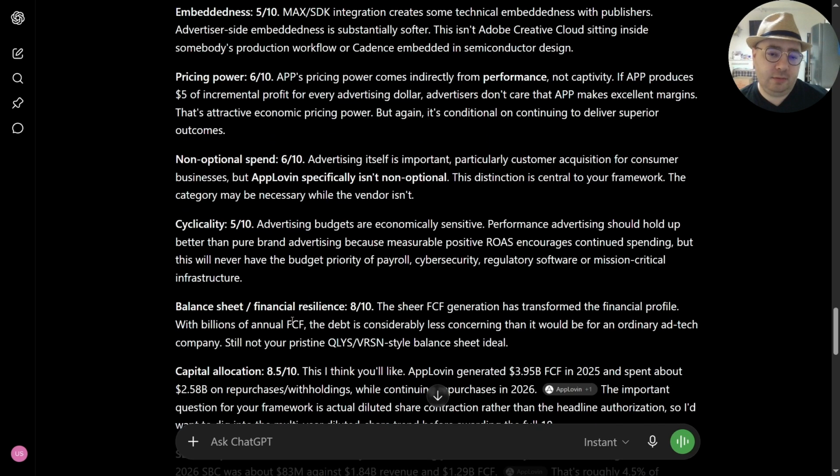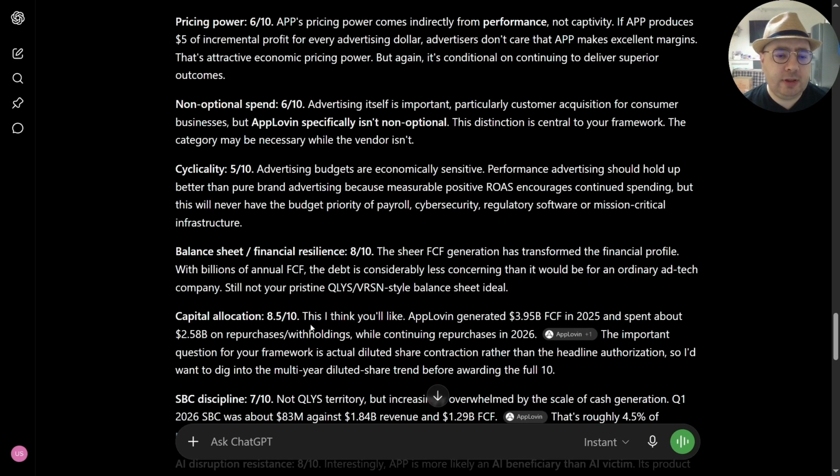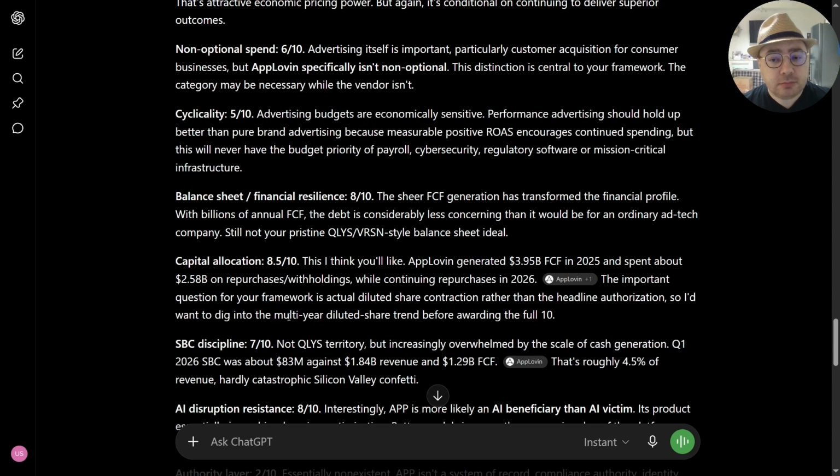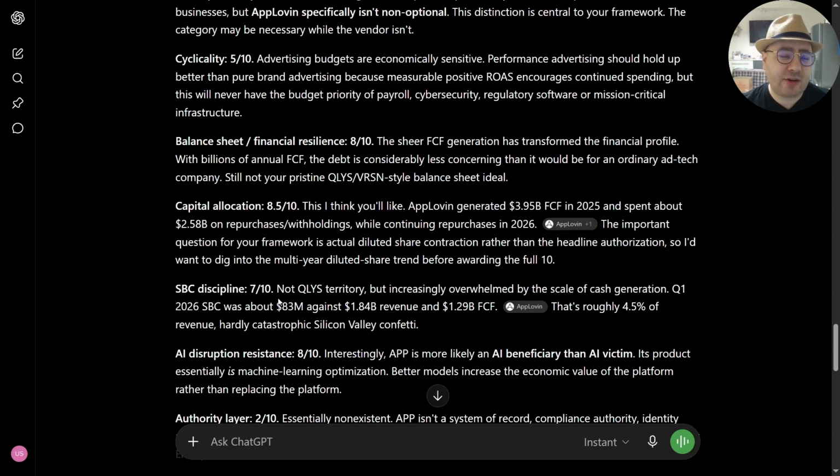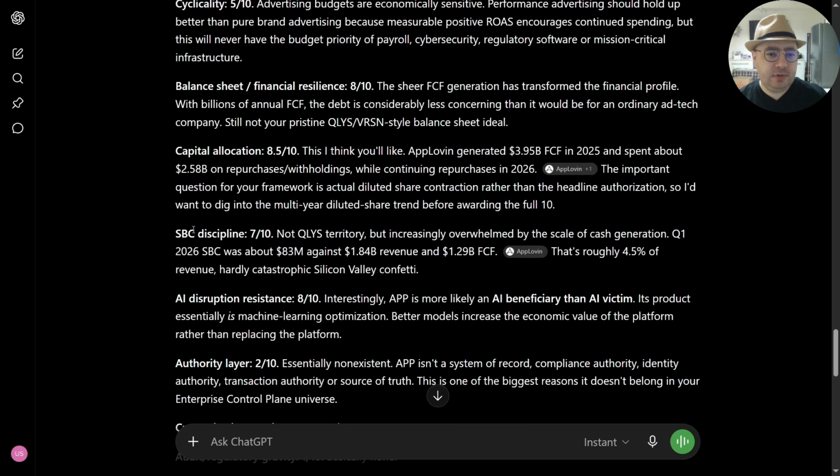Balance sheet, yeah, is very, very strong. I mean, the margins were very high. They don't need to go into debt. They have excess cash. Really, really good capital allocation. Okay, this generated 4 billion in FCF and spent about 2.5 on repurchases. Not bad. So they don't need to actually reinvest a lot of capital into the algorithm and the Axon and Max platforms that they have. Stock-based compensation discipline, 7 out of 10.